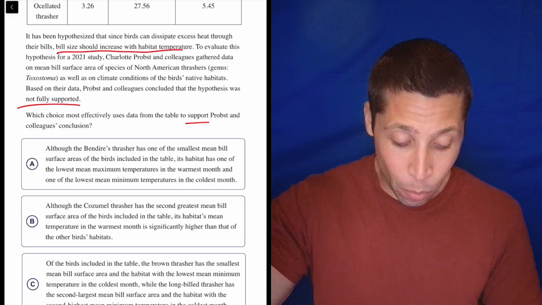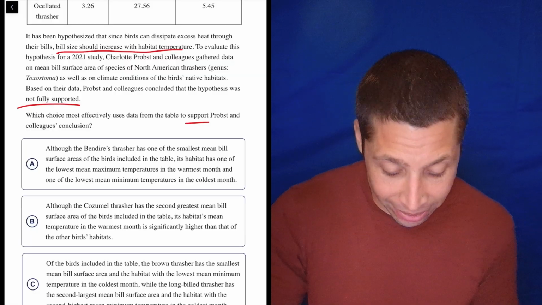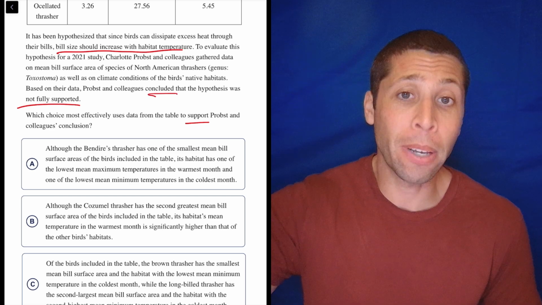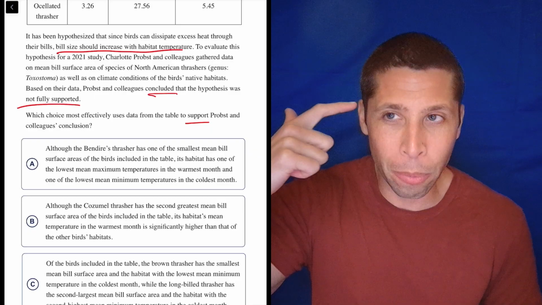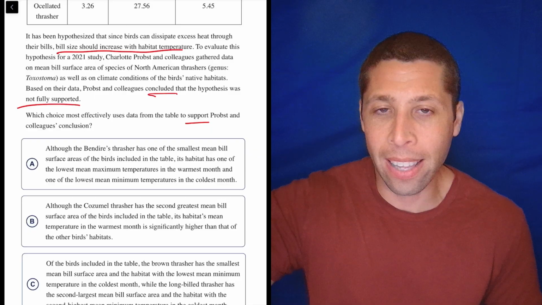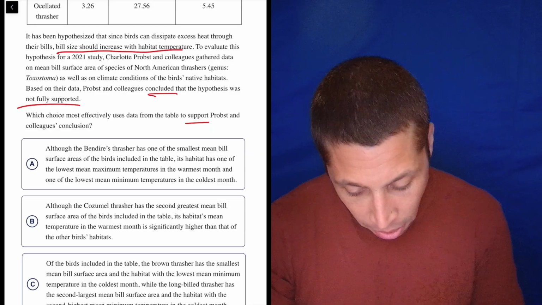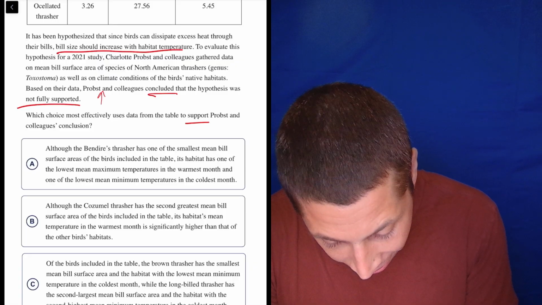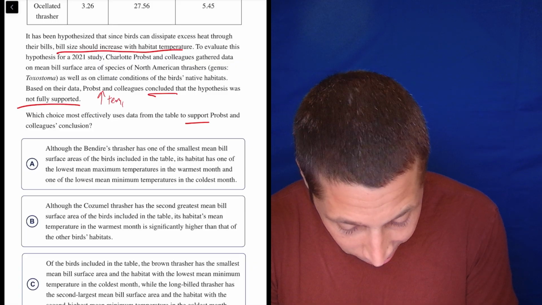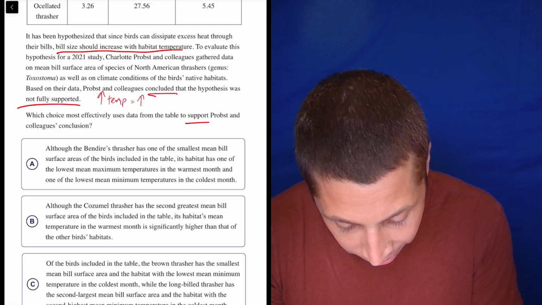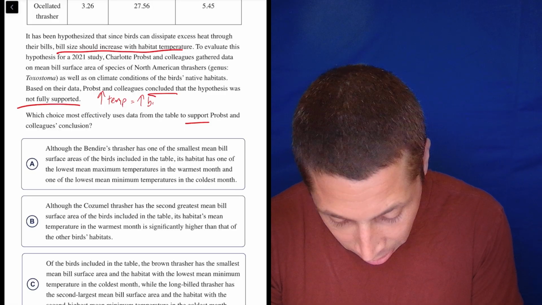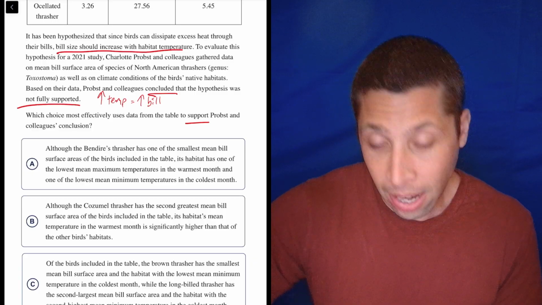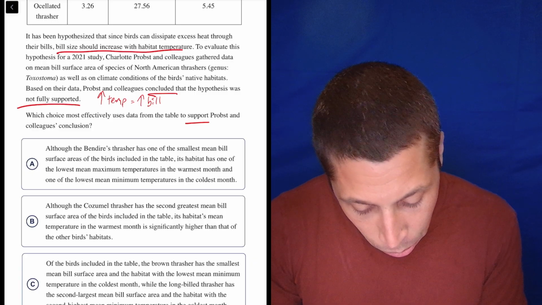And here, right, we have to support their conclusion. Their conclusion, it says it, right? They concluded that the hypothesis was not fully supported. Now, yes, I am going to go back to that hypothesis, but I'm going to do it with this other new piece of information that I need to say the opposite of it, right? So what is it saying? The hypothesis itself is starting with as temperature increases, right? Then bill size should increase. So increase the bill, right? That is the hypothesis itself. However, it's not fully supported, meaning what we actually need to do is reverse this.